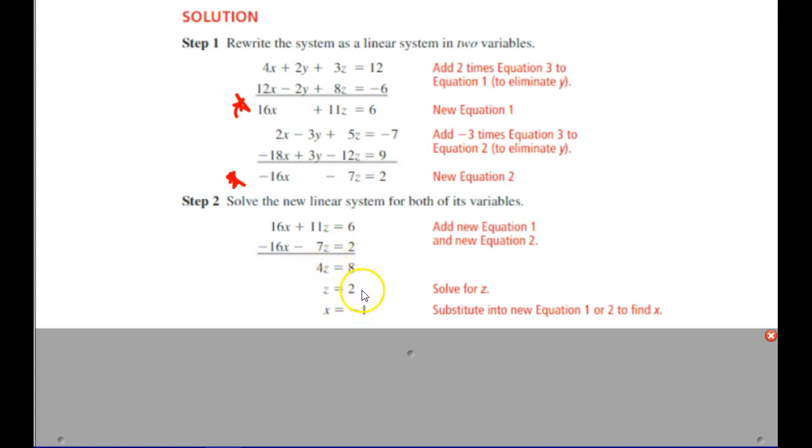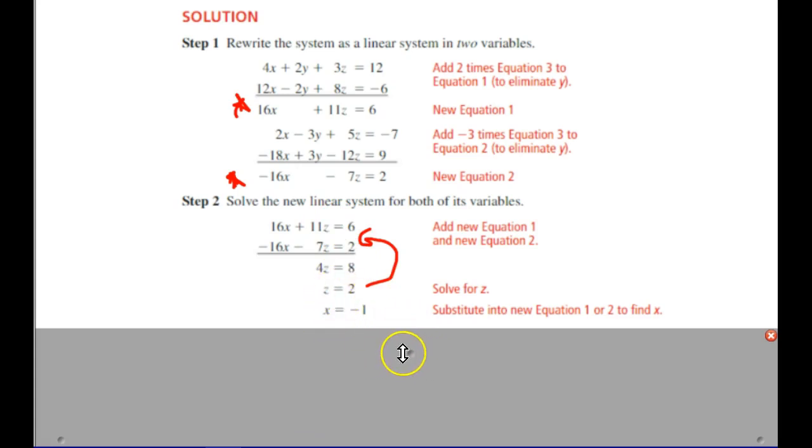Now I can plug this z back into either one of these two equations and find out what x equals. It doesn't matter which one I pick. I would probably go for this top one because they're all positives and it's just easier for my brain to handle that. But it doesn't matter which one I plug this z into, because I'm still going to be solving for that x. So now I've solved for x and I've solved for z.